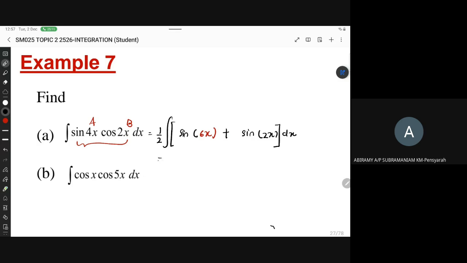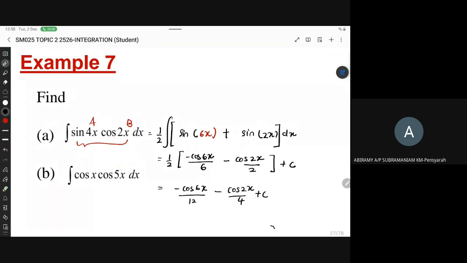Okay, so what happens when we integrate sine? We will be getting negative cos 6x over 6 and also negative cos 2x over 2 plus c. So the final answer is negative cos 6x over 12 minus cos 2x over 4 plus c. So that will be the final answer for the integration of sine 4x multiply cos 2x.